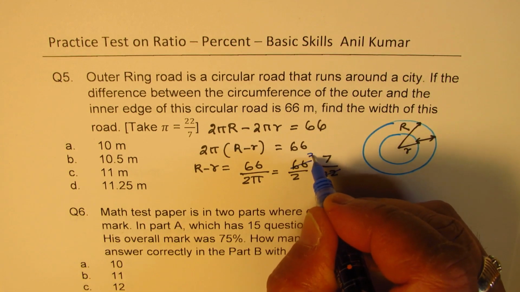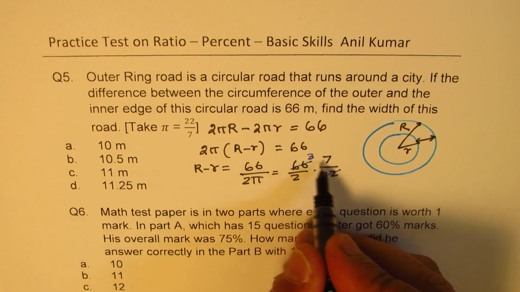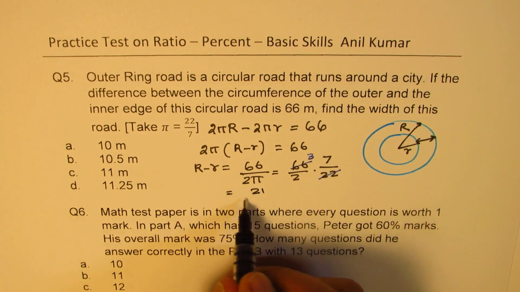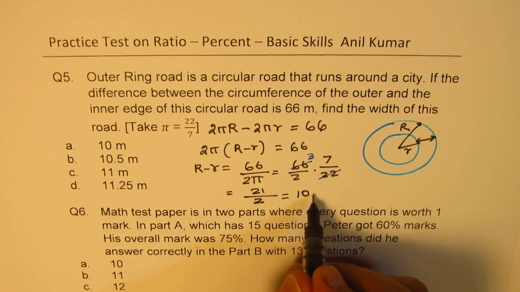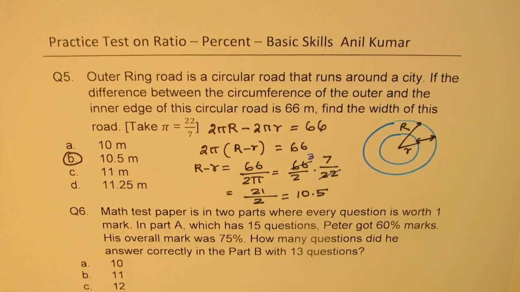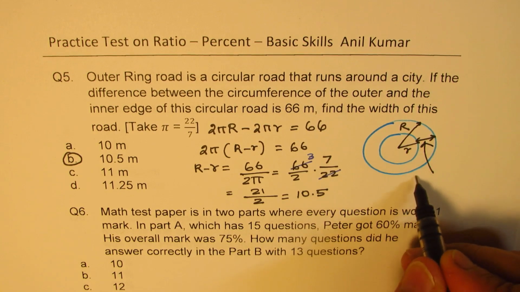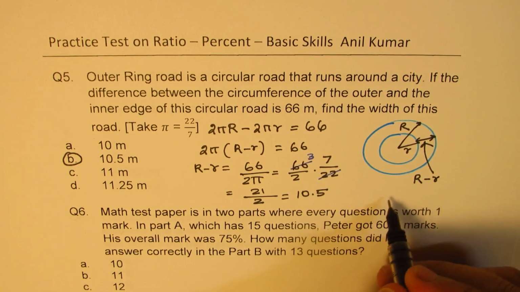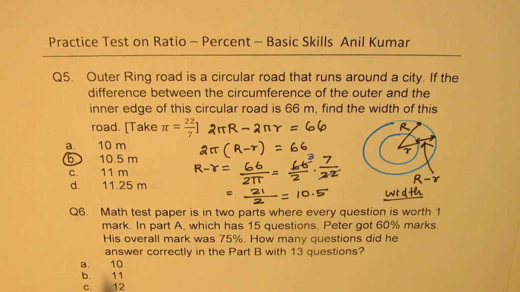22, 66 goes 3 times, right? So what you get here is 7 times 3 is 21, and we have to divide 21 by 2, so it is half of 21, which is 10.5. So we get B as our answer. Is that clear to you, right? So that is how you have to do it. Remember, this distance is the difference between the two radii, right? So R minus r is the width of this road, right?